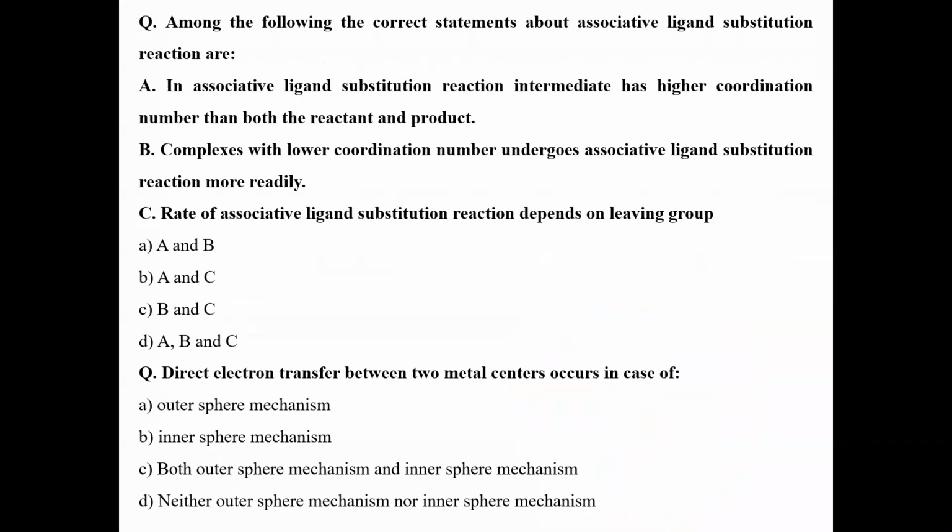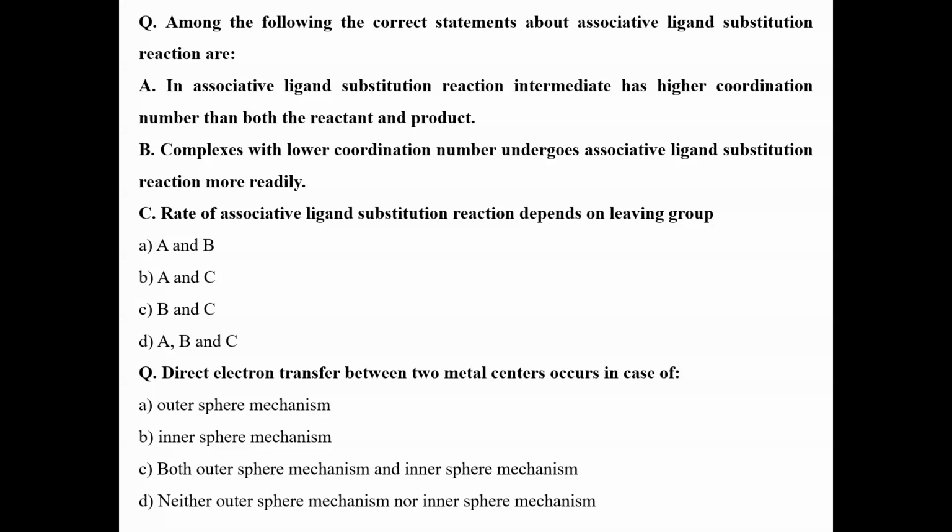Clear? Okay, so the next one, here are three statements you have been given. You have to choose the correct statements about associative ligand substitution reactions. In associative ligand substitution reaction, the intermediate has higher coordination number than both the reactant and the product. Complex with lower coordination number undergoes associative ligand substitution reaction more rapidly, right? And C is the rate of associative ligand substitution reaction depends upon the leaving group, right?